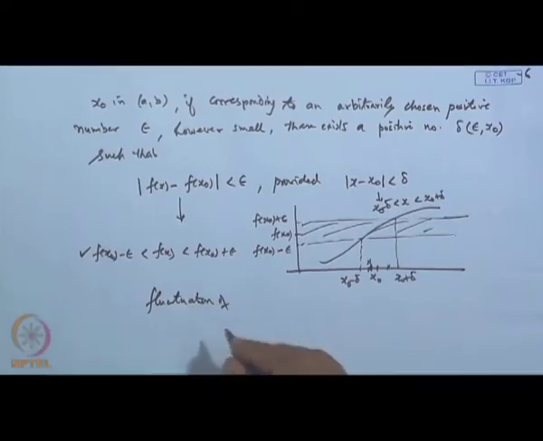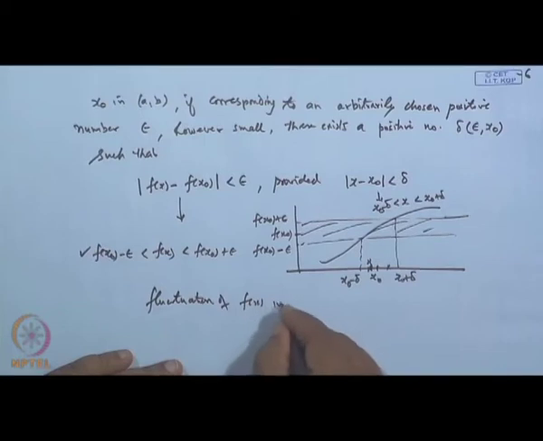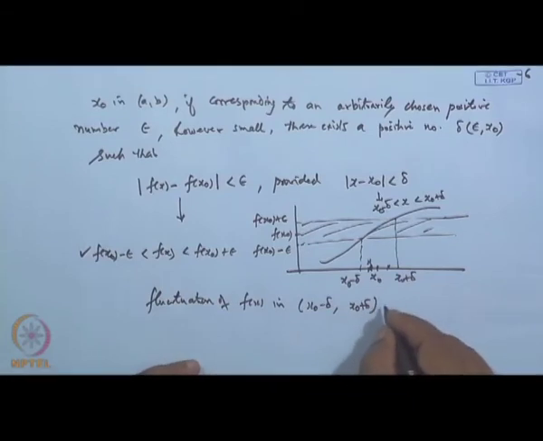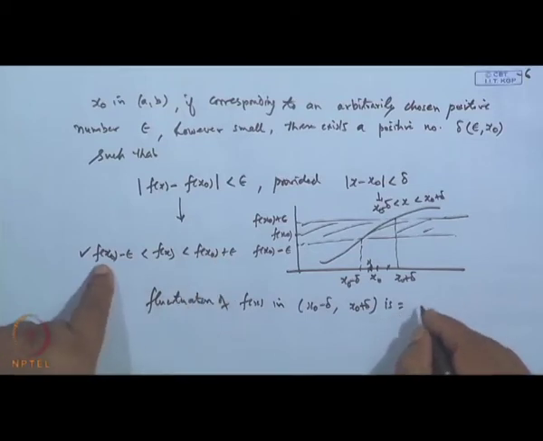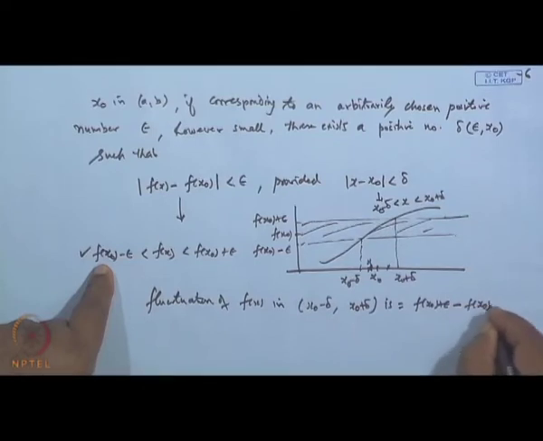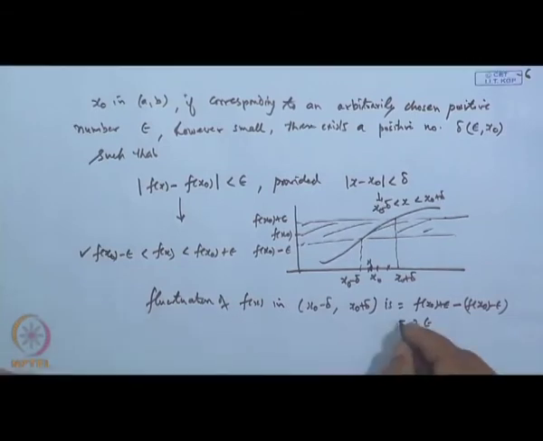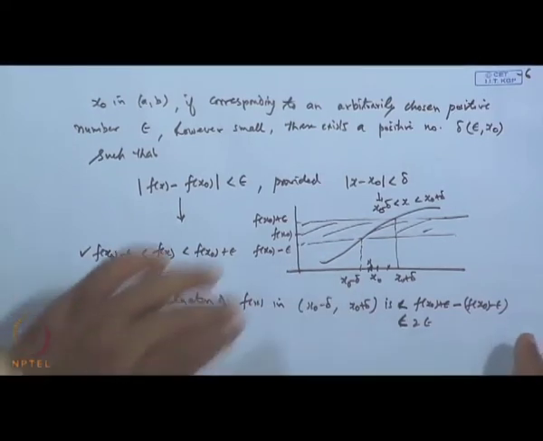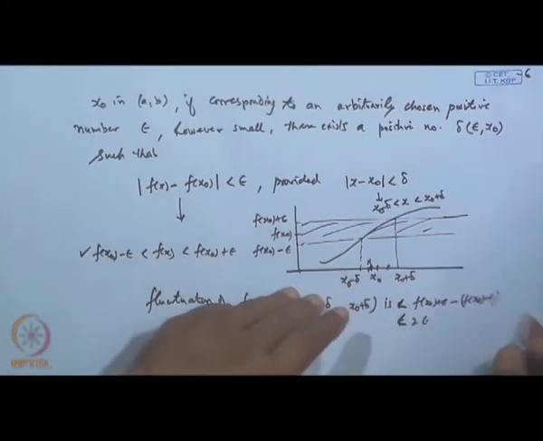f(x) in the interval x naught minus delta to x naught plus delta is what? It is basically the difference between the upper and the lower bound. So f(x naught plus epsilon) minus f(x naught minus epsilon), and that is equal to 2 epsilon. So if this fluctuation is less than this 2 epsilon, a very small number, then we say the function is continuous. So this is also considered as a necessary condition for the function.